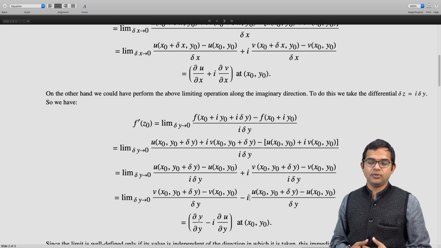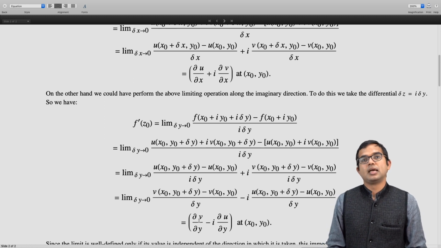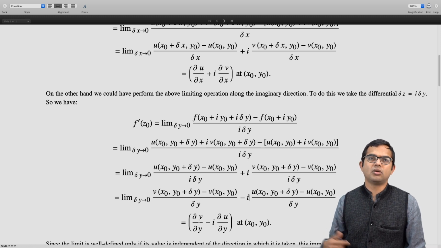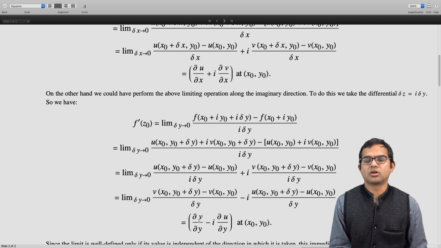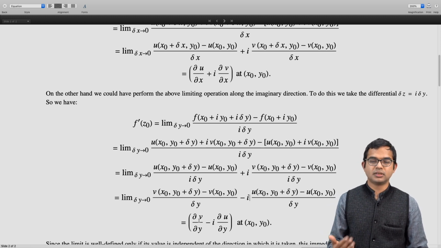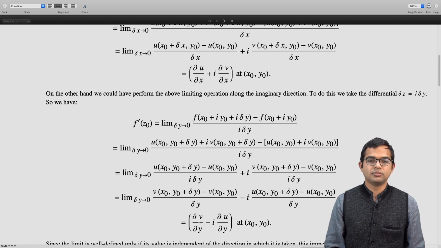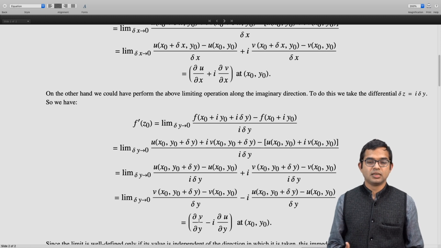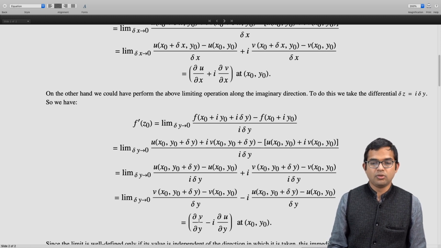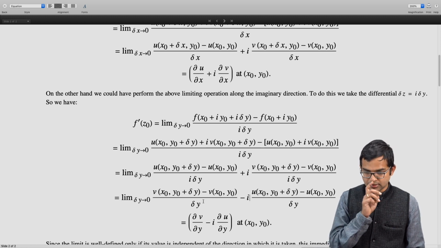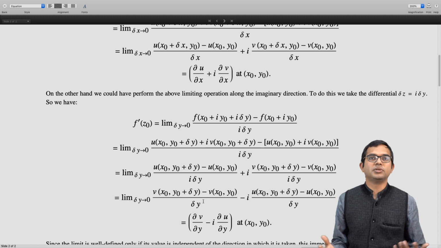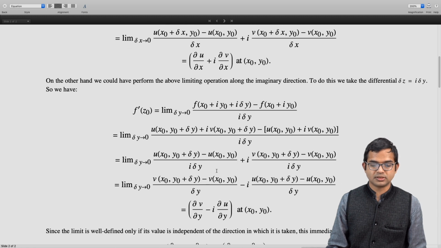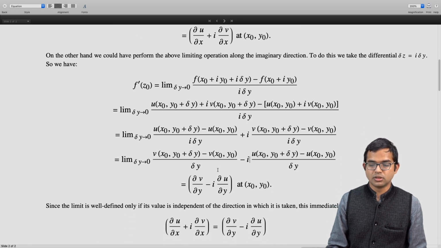So the key point is that if you work out this derivative, according to first principles, by taking the limit along the x-axis, along the real axis, you get one answer. And if you work out the same derivative by taking the limit along the imaginary axis, you get a different answer. The only way to make sense of these two different answers is to demand that both these answers have to be the same. So your u and v have to be such that these two answers must be the same, and so that's what leads to the Cauchy-Riemann condition.